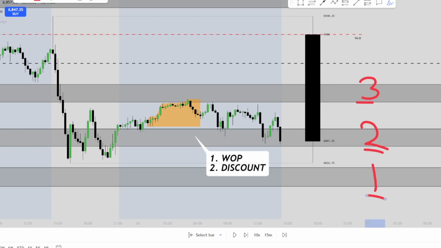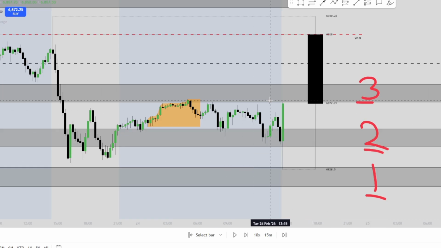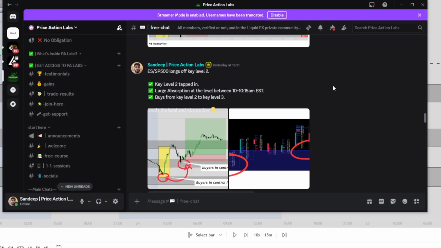Now, when we look for market open, what we're looking for specifically is something like this. So this is the first 15 minutes. So I never trade the first 15 minutes. I allow the first 15 minutes to dictate the overall direction of the market.